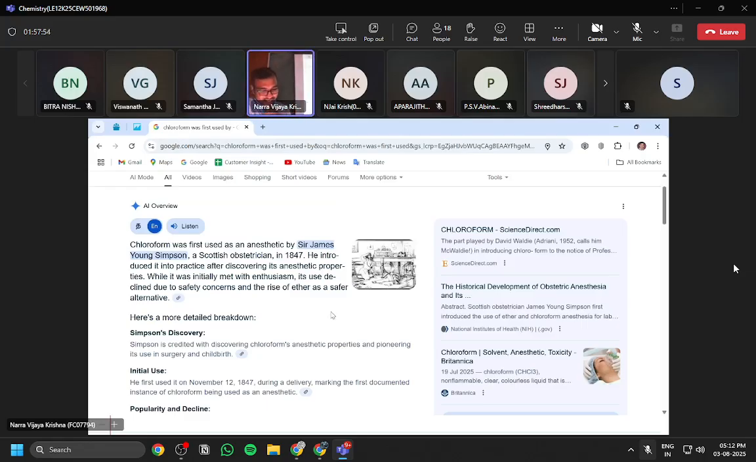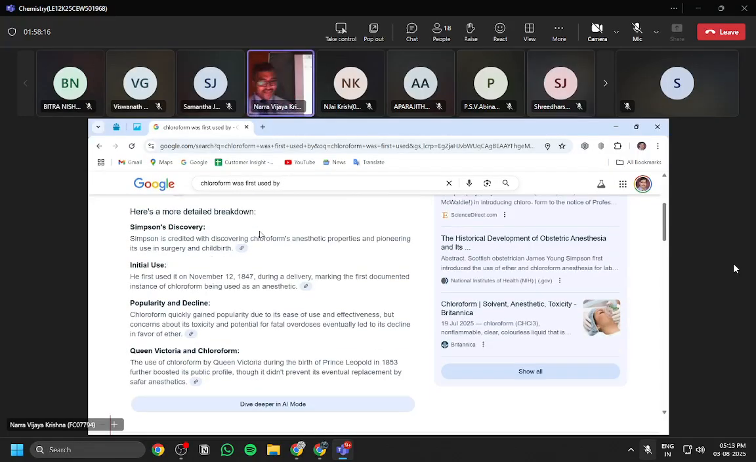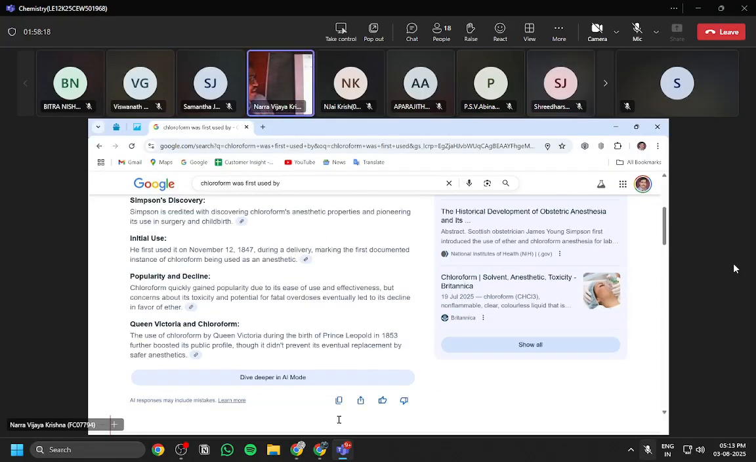Chloroform was used as an anesthetic by Sir James Young Simpson, a Scottish obstetrician. In 1847, he introduced it to practice after discovering its anesthetic properties. While it was initially met with enthusiasm, its use declined due to safety concerns and the rise of ether as a safer alternative. He first used it on November 12, 1847 during a delivery, making the first documented instance of chloroform being used as an anesthetic. To whom, no one is saying.